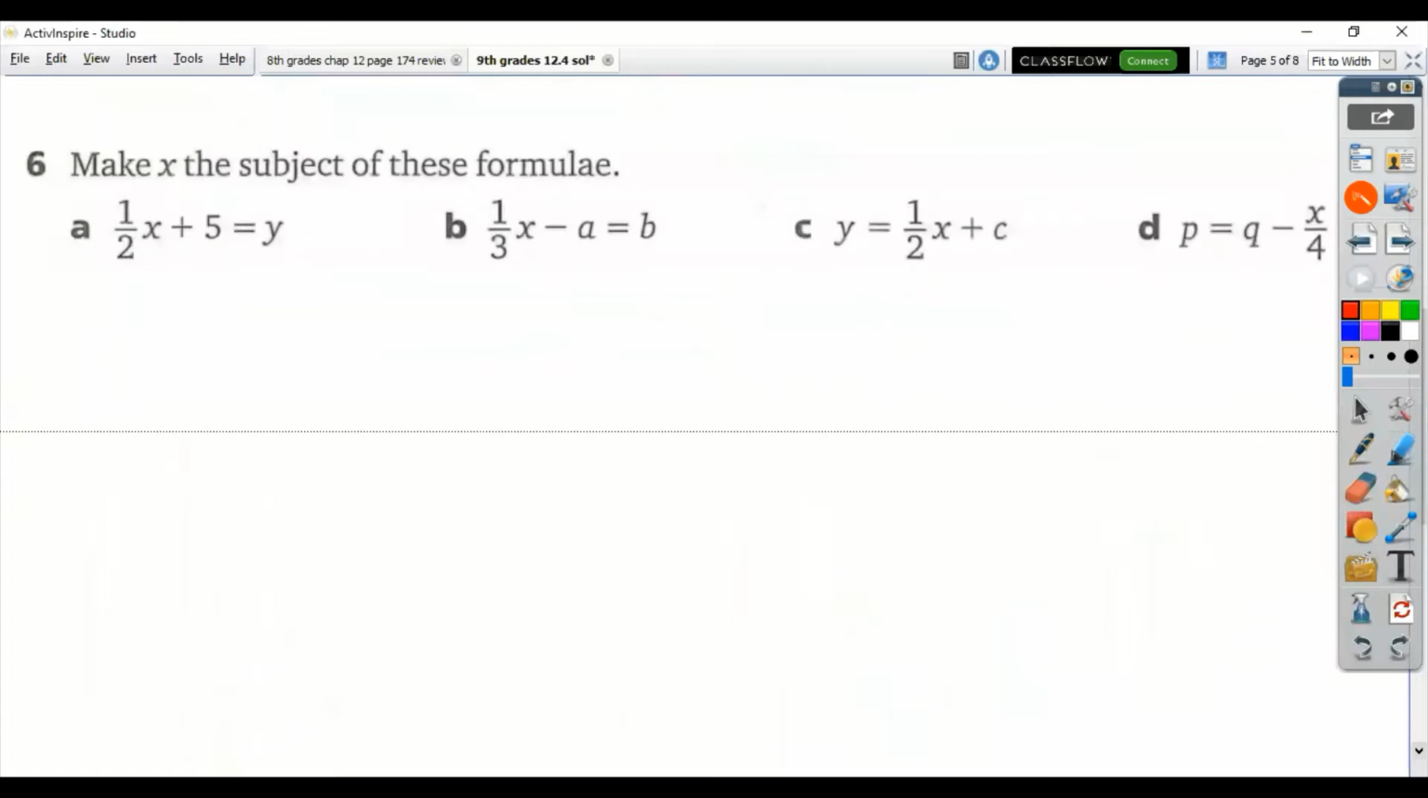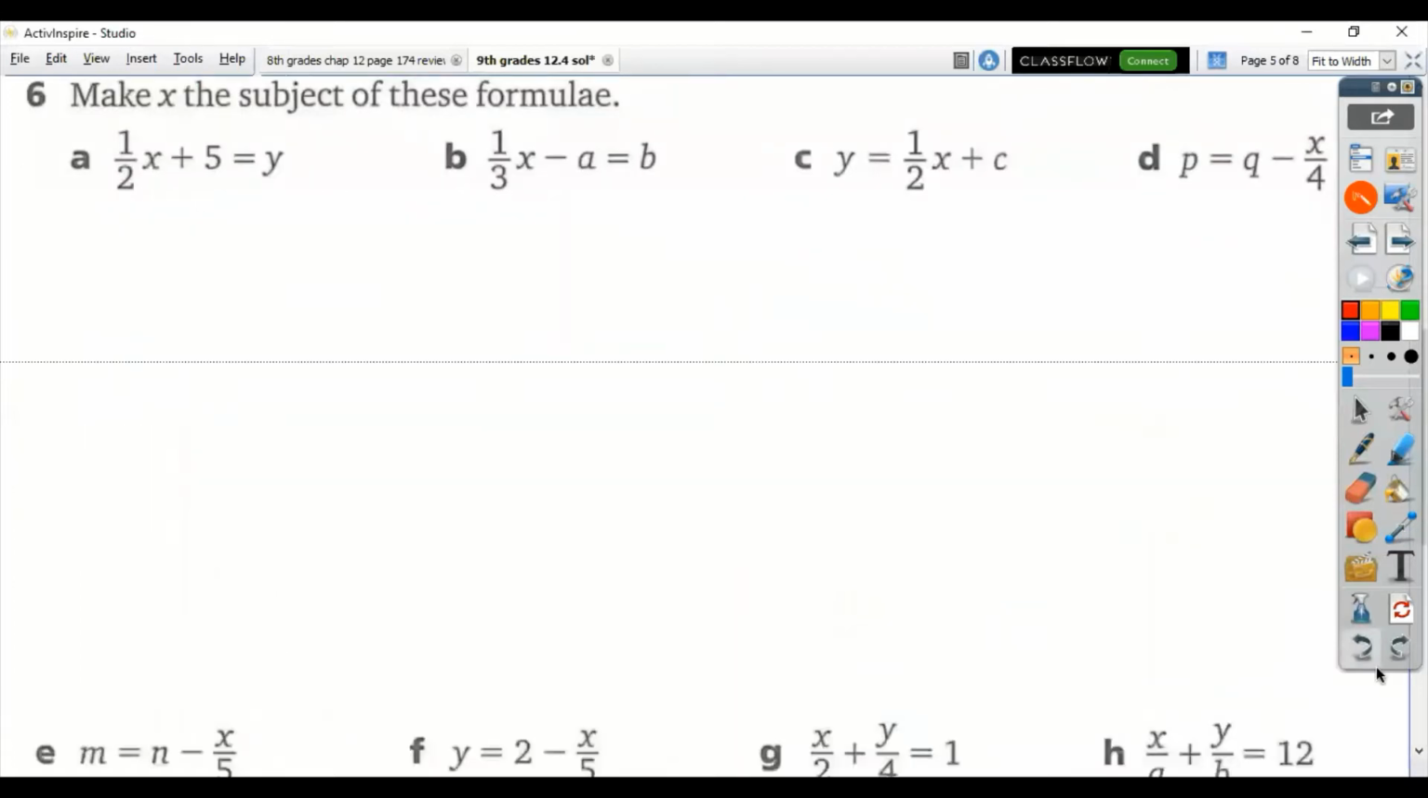Question 6. Again, the same question. Make x the subject of these formulae. Different from the previous example, here x has a coefficient, but these are fractions. You see 1 over 3, 1 over 2, minus x over 4 here. Let me solve A again. Again, x is multiplied by 1/2, then increased by 5.